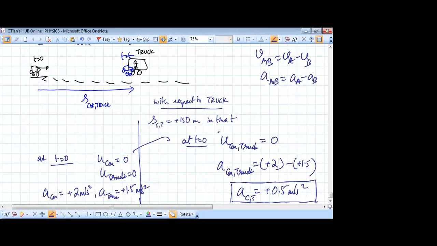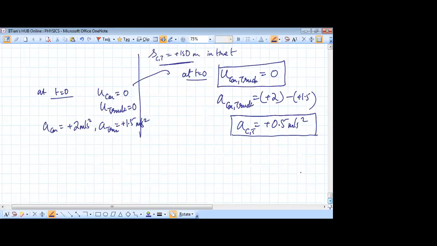Whereas the initial velocity of the car with respect to the truck is 0. So how can we write displacement as a function of time? Ut plus half at square. So the displacement is equal to ut plus half at square. But here, which displacement are we talking about? Relative displacement. Which initial velocity? Relative. Which acceleration? Relative. So everything is relative. So this should be equal to plus 150 at a time of t.